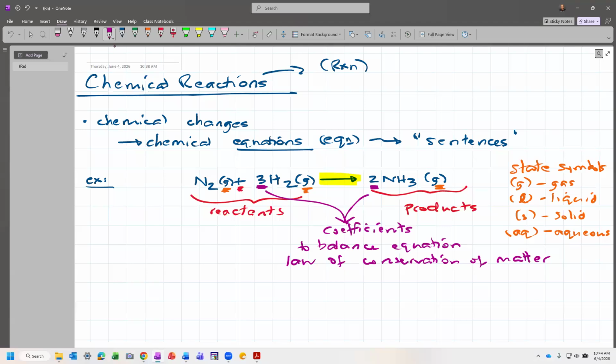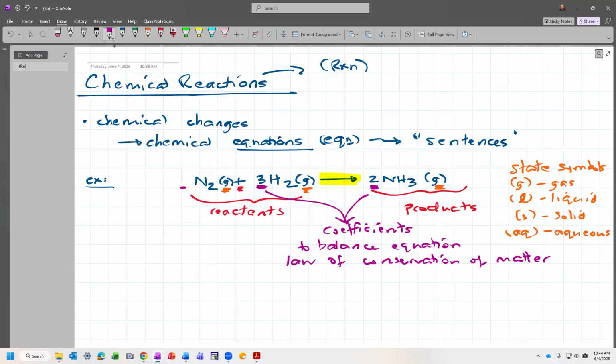We change the makeup of the substances, but the actual components, the atoms themselves, the nitrogens and the hydrogens, they don't change, right? It's just the way that we connect them that changes. That gives us those different products on the right side. So we use those coefficients.